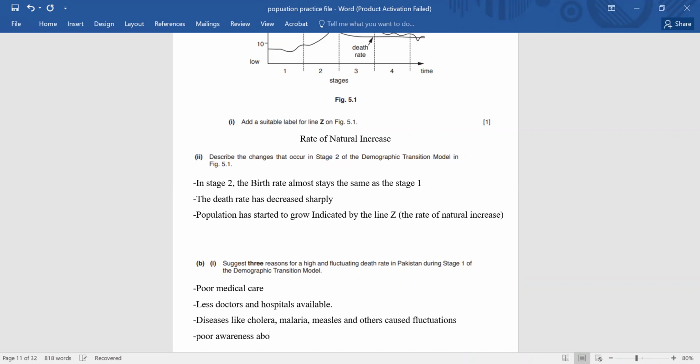Suicides are not such a high cause of death rates. Suicides have become more common in the current era, with more depression and more anxiety. We are talking about older times. Poor awareness about health and fitness is a good point. Any logical reasons that you give, the examiner would credit you with the marks. If you give a logical reason, the examiner is going to reward you.